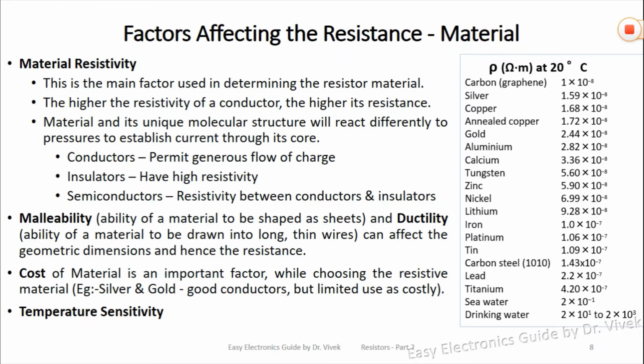One of the major electrical properties is resistivity. As resistivity increases, resistance increases. This mainly depends on the molecular structure of the material. Based on the value of resistivity, materials can be classified as conductors, insulators, and semiconductors. Conductors have low resistivity and insulators have high resistivity. Resistivity of semiconductors lies between that of conductors and insulators. The resistivity values of some common materials have been given in the table for your reference. Another important factor is temperature.